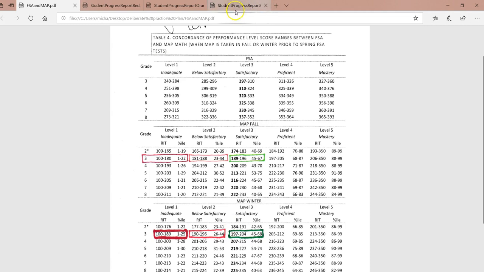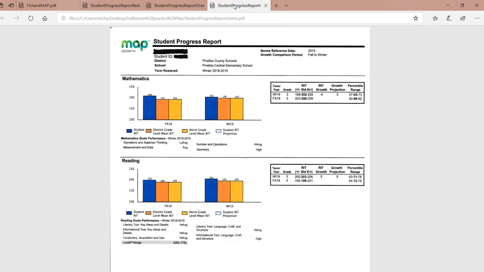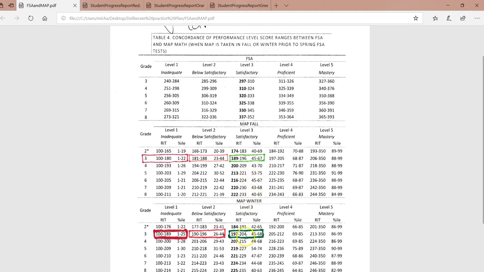And finally, the student progress report. Again, this is a student whose growth projection was a 5, and oddly enough, their actual RIT growth was -4. They went from a 206 to a 202, which means they dropped. They went from the 88th percentile to the 65th percentile, which again means a drop. However, when I look at a 202 and the 65th percentile, this still falls within the level 3 range.